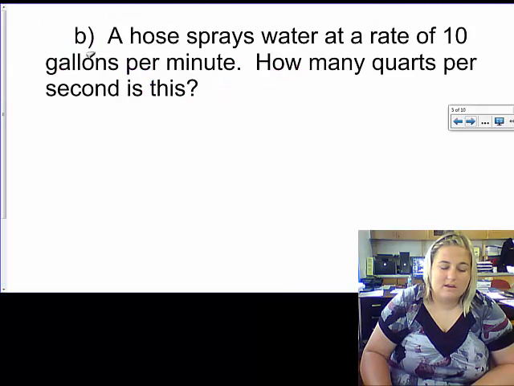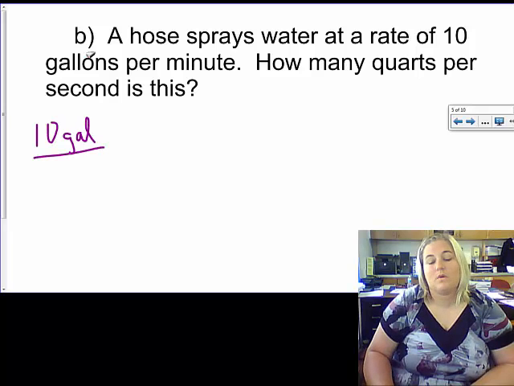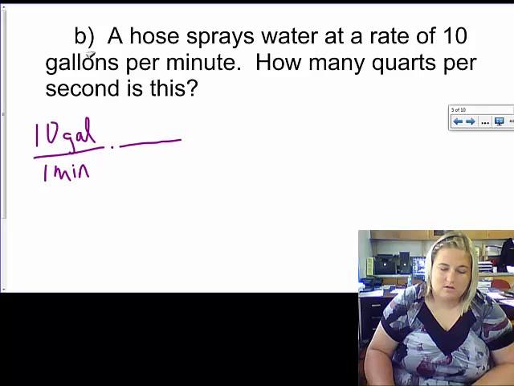Here it is. A hose sprays water at a rate of 10 gallons per minute. How many quarts per second is this? So we know that we're dealing initially with 10 gallons. And it's spraying at 10 gallons per 1 minute. So we want to convert it to quarts per second. That means we're changing both. So let's change gallons first.